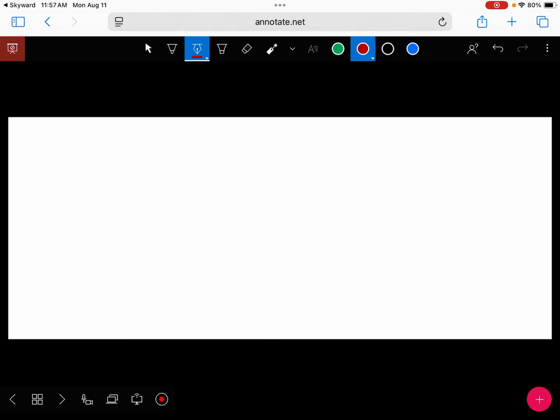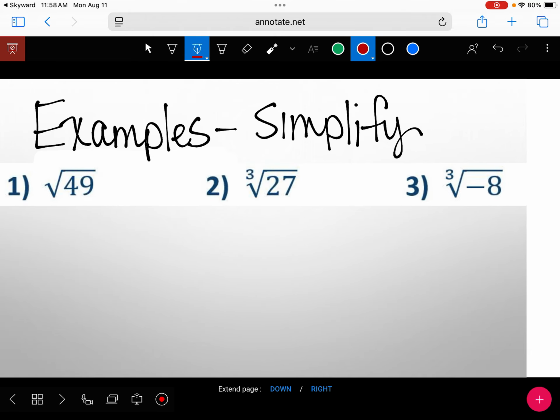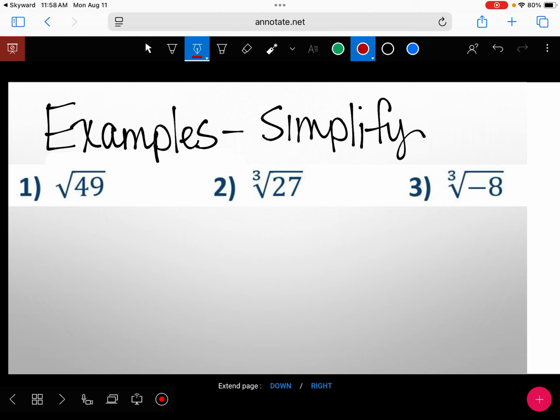All right, so let's go ahead and get started. Take a moment and copy down these 3. And then we will talk about simplifying them. First couple are pretty straightforward. Square root of 49, cube root of 27, cube root of negative 8.